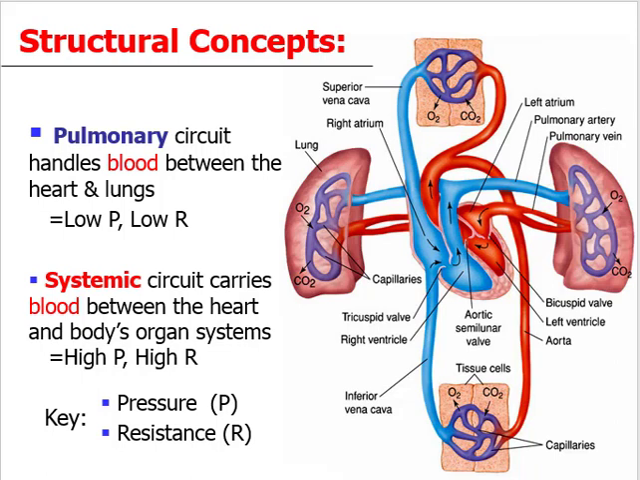So the heart has to do double duty. It's delivering oxygen to the whole body via the systemic circuit, but the heart also has to pump blood to the respiratory system, which we'll talk about soon in this unit. So the system between the lungs and the heart is under low pressure and low resistance.